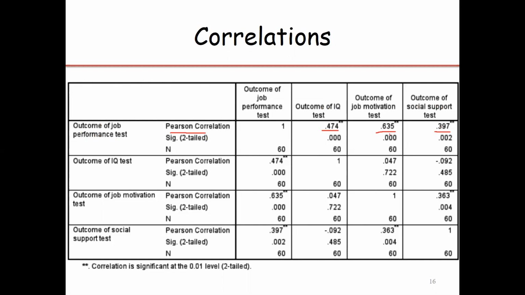But the strongest correlation is 0.635. This is an indication that a high motivation score will give us a much better job performance. This is the strongest correlation among the rest of them.